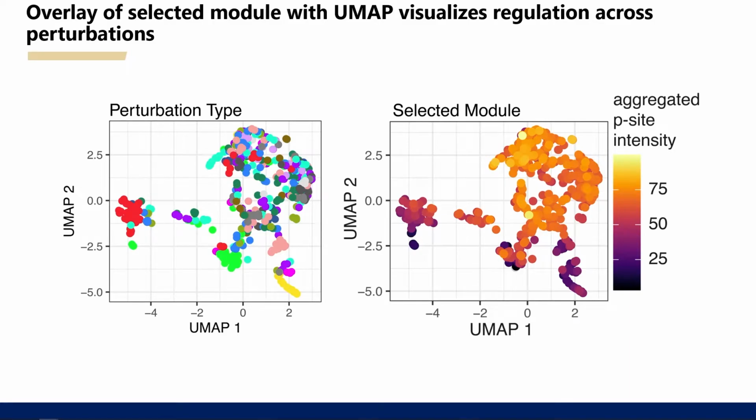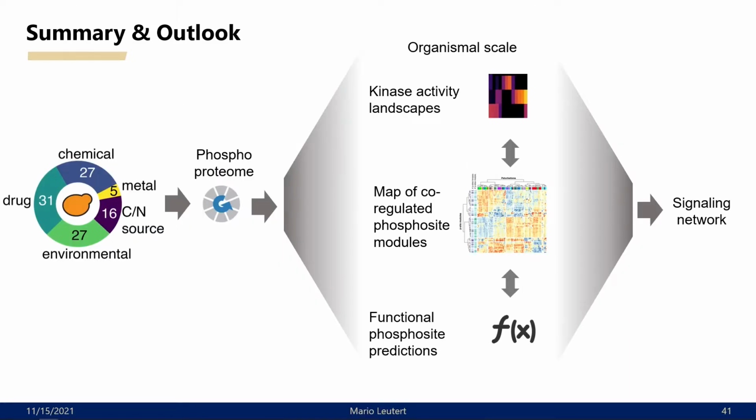Okay, so as a summary, we performed this really large-scale signaling experiment, and now I showed you that we can generate basically a map of co-regulated phosphorylation sites and get conclusions out of this, but we can also predict kinase activity landscapes, and something we are doing together with the group of Pedro Beltrao. We can take this really large-scale data and try now to predict which phosphorylation sites are actually functional. And all of this basically gives us insight into how the signaling network works.